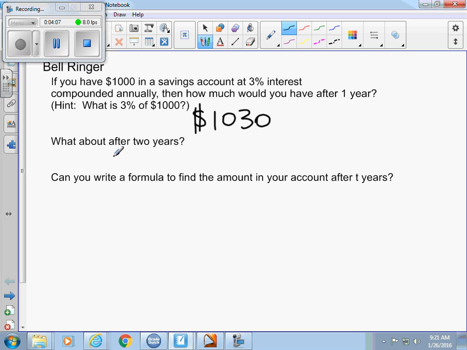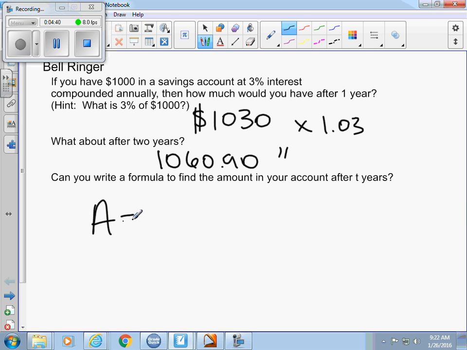Oh, you have the answer? Do you have a question or an answer? Okay, what is it? 1,060 and 96. And how did we get that? We multiplied this by 1.03 again. Everyone agree with that? Would you agree that you keep multiplying by 1.03?